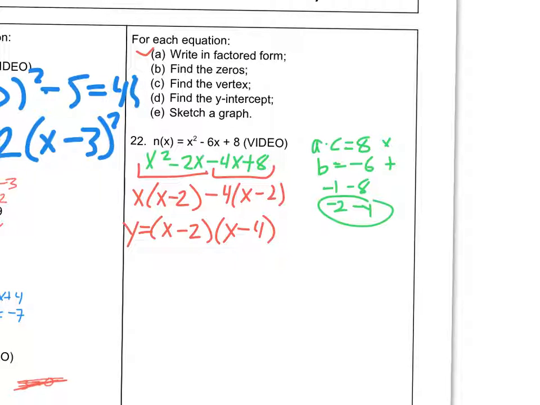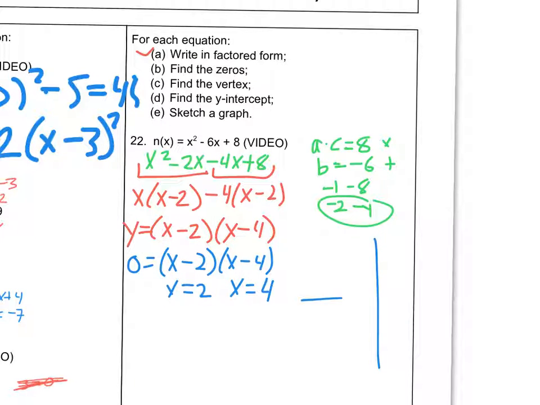Find the zeros. That's the easier part of this. 0 is equal to the factored form x minus 2 and x minus 4. That gives me zeros at x equals 2 and x equals 4. So just in terms of getting my graph going, there's 2, there's 4.